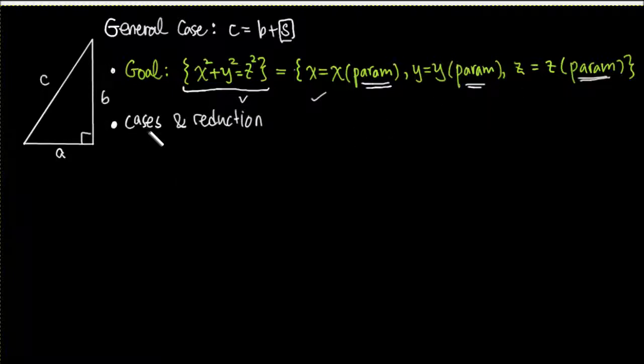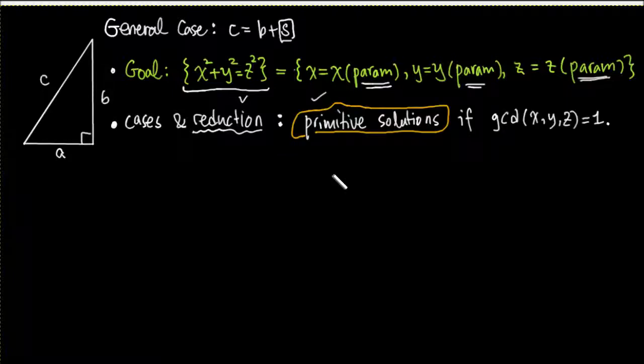But it happens that there are a lot of cases, and from those cases we have to reduce them by factoring, canceling the common factors across x, y, z, which is allowed if you look at these equations. So it turns out it's better to look at something called primitive solutions. A primitive solution is a Pythagorean triple with no divisor greater than 1 that divides all of x, y, z. And x and y may have a common factor greater than 1, but that is not going to divide z. So that's what we mean by the GCD of these three numbers.